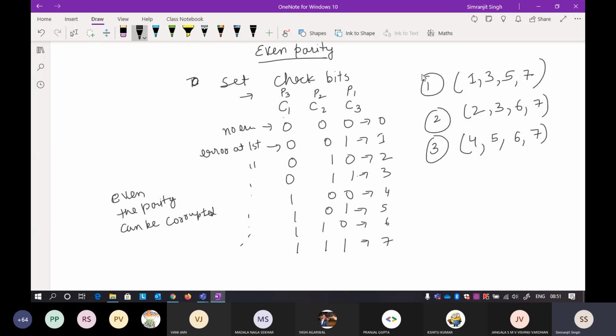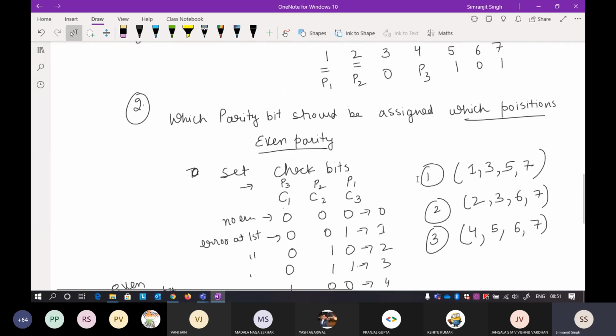Now understand this particular thing. The parity bit that is present at the first position will take care of these 3 message bits, that is 3, 5, and 7. So 3, 5, and 7 will be taken care of by the first parity bit, and the second parity bit will take care of positions 3, 6, and 7. So 3, 6, and 7 will be taken care of by the second parity bit.